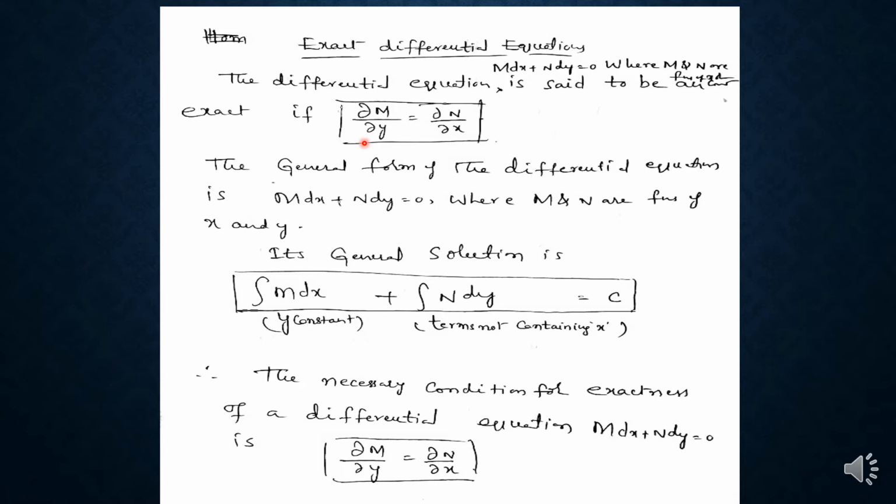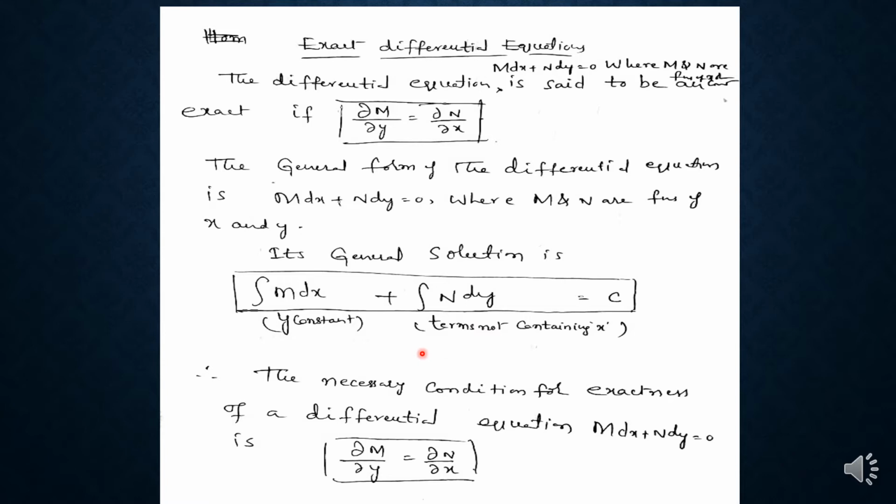So this N is integrated with respect to y. So two conditions are: while integrating M dx with respect to x, the variable y is treated as constant, and while taking N, the terms should be free from x. No x terms will appear in N.